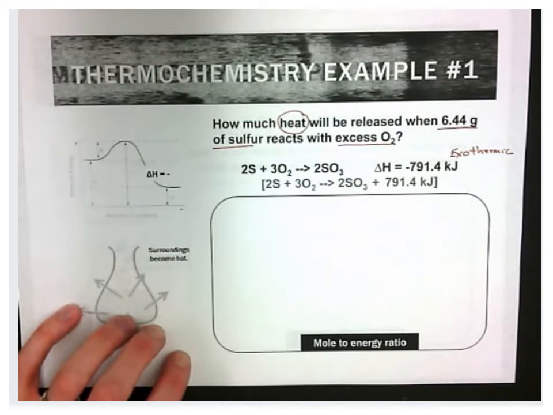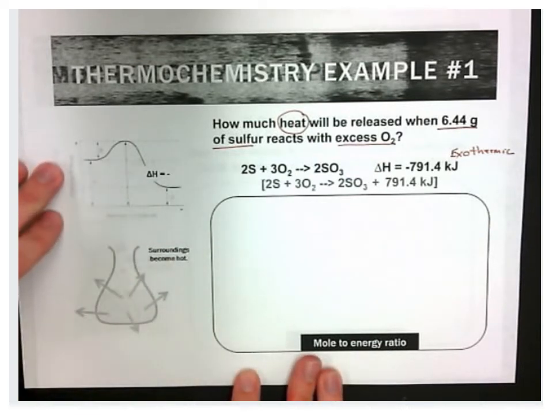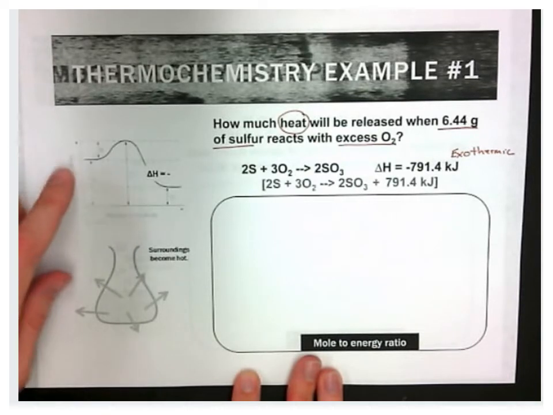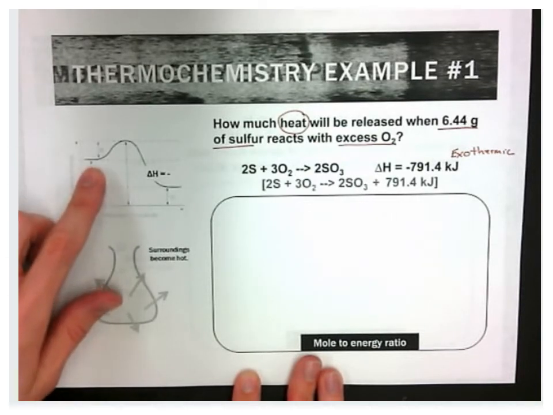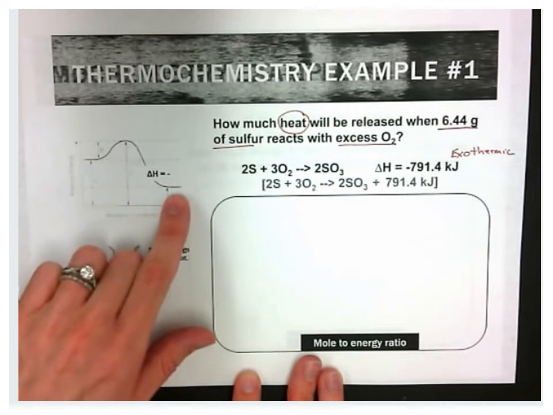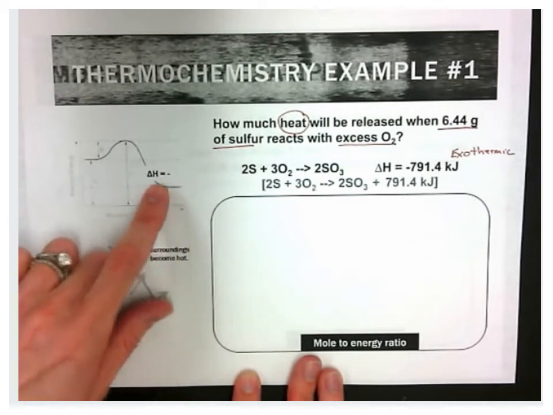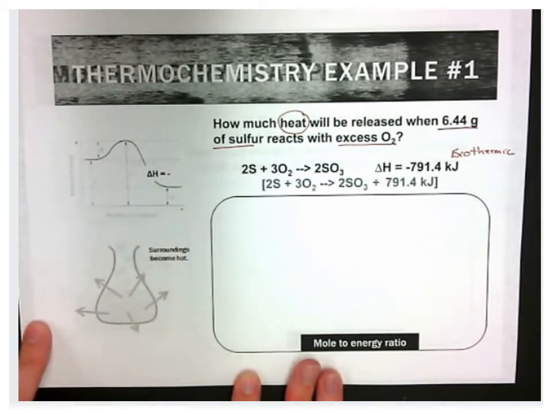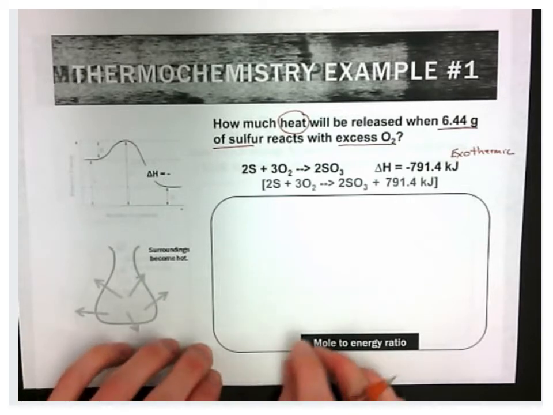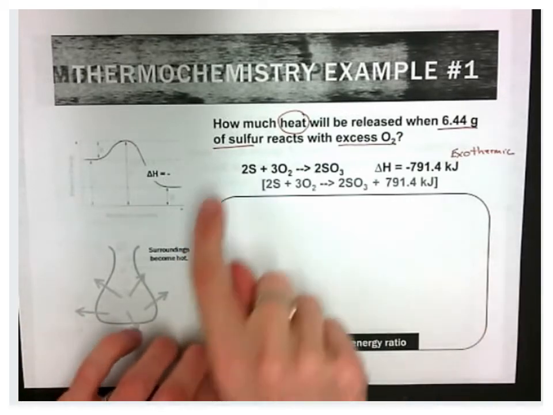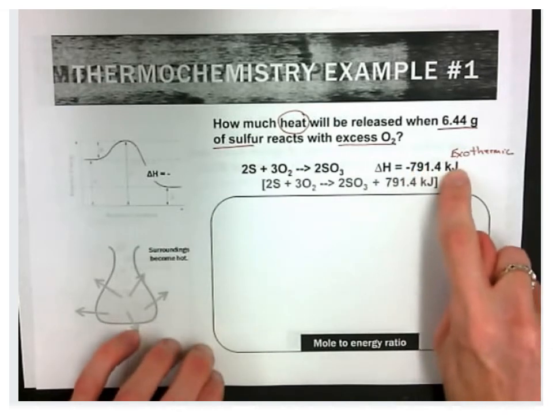Okay. Now that we know it's exothermic, we can relate it to the reaction coordinate drawing that we talked about. The energy of the reactant is higher than the energy of the products, so energy is released. The surroundings would become hot. Again, an exothermic reaction. This is typically how you'll see the reaction written.